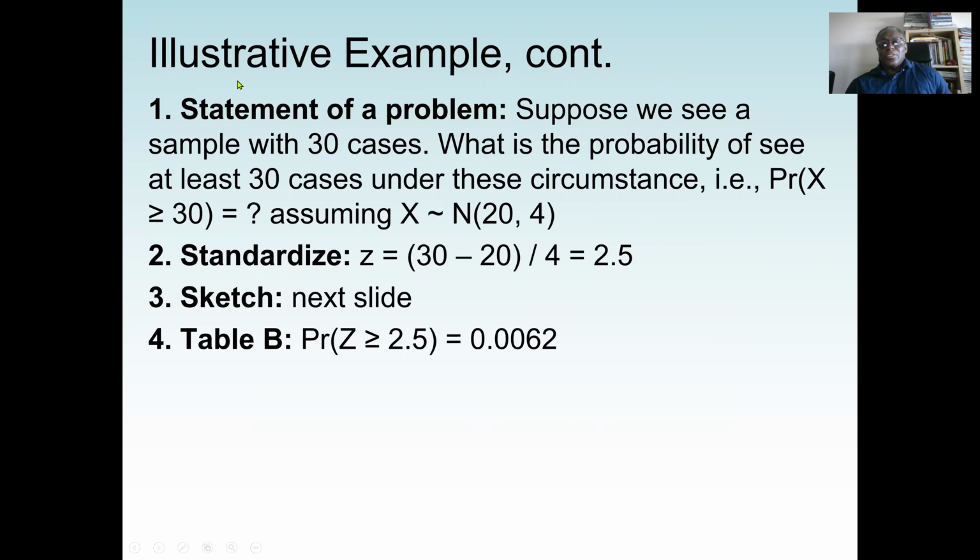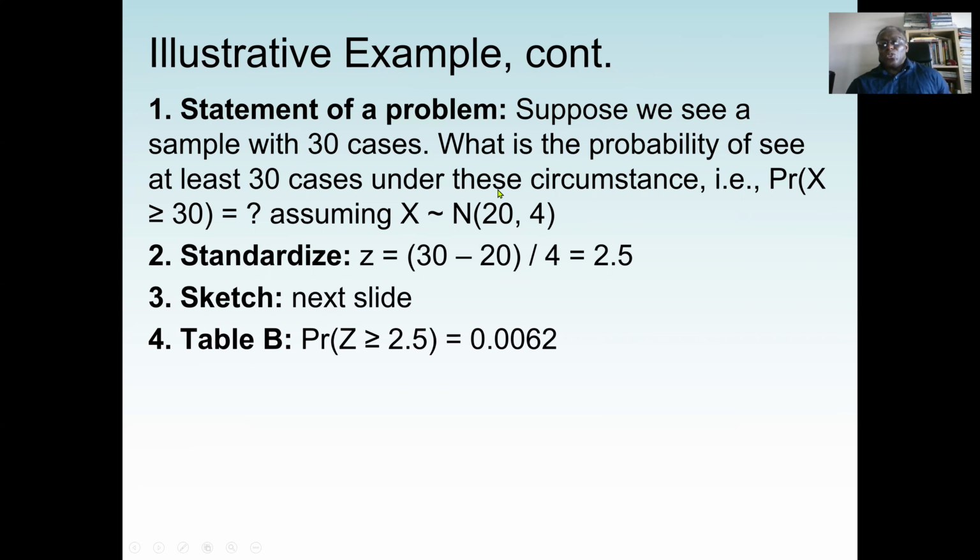So this is another example we have here. There's a statement of a problem. Suppose we see a sample with 30 cases. What is the probability of seeing at least 30 cases under this circumstance? The probability that our random variable S is greater than or equal to 30. Because we say at least, it will be 30 or more. Assuming we have a normal distribution with the mean of 20 and the standard deviation of 4.